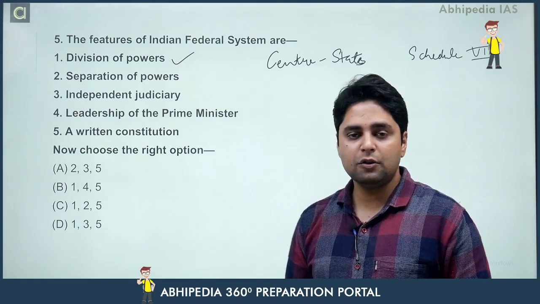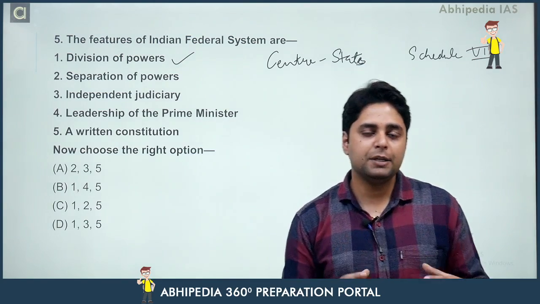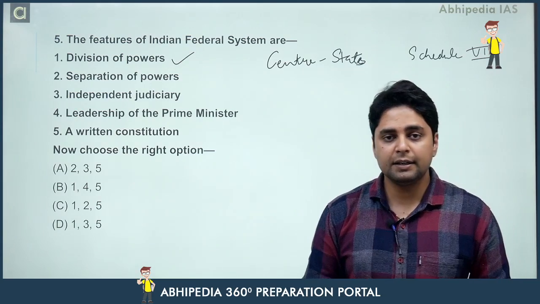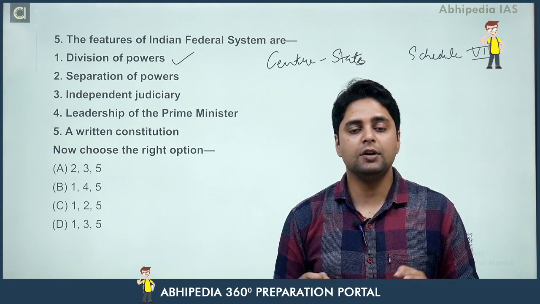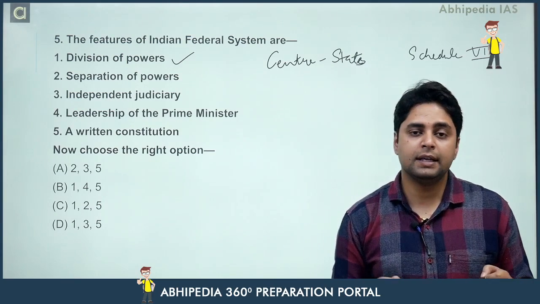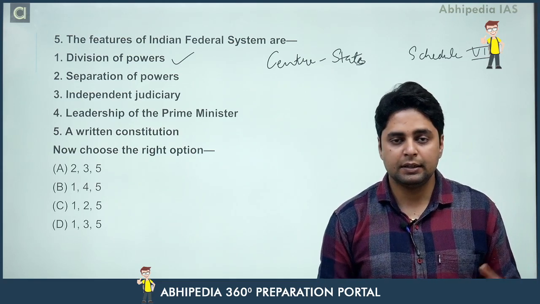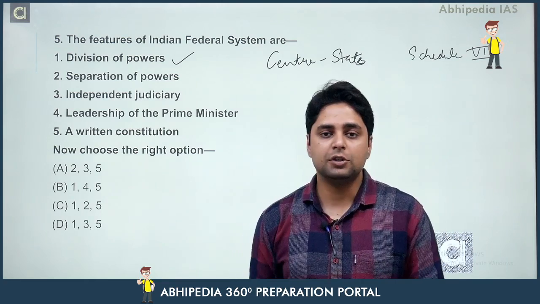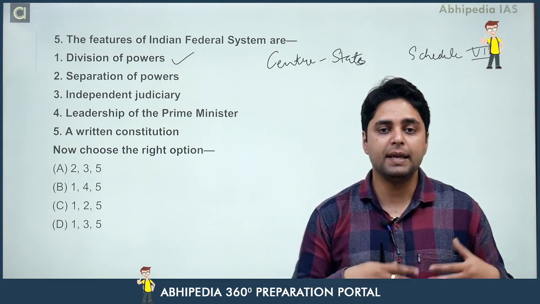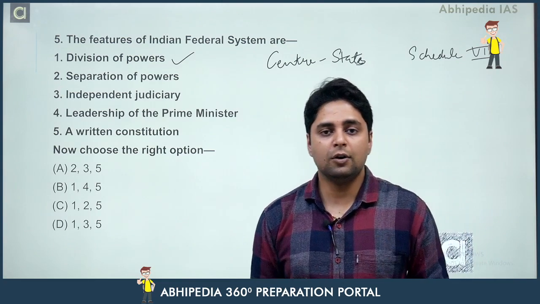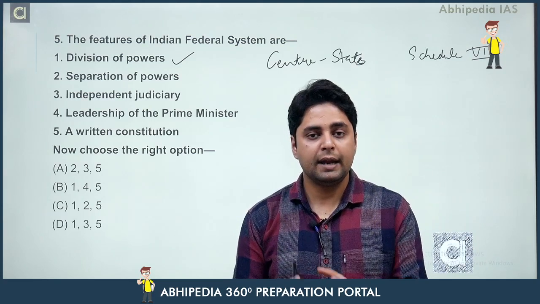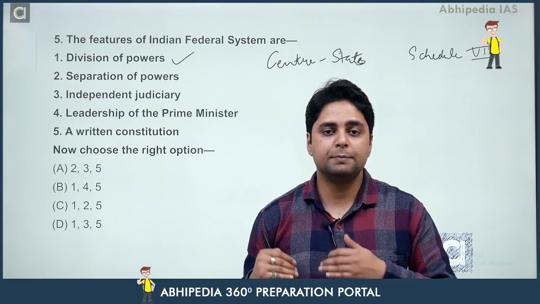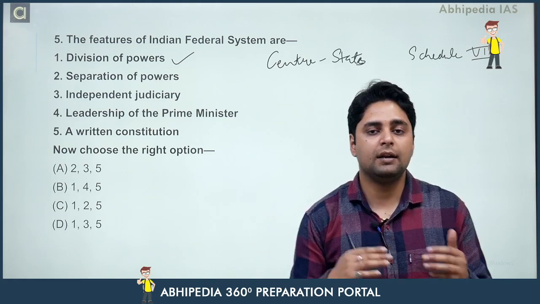Second is separation of powers. Now see, separation of powers is there in the Indian Constitution, but it is not in context of federalism. It is in context of organs of the state. There are 3 organs of the state: legislature, executive and judiciary. Legislature is the organ that makes the law. Executive is the organ that implements the law. And judiciary is the organ that keeps a check on both the legislature and the executive.